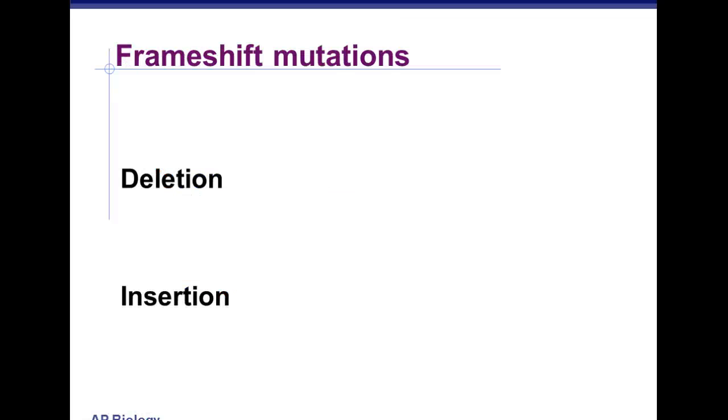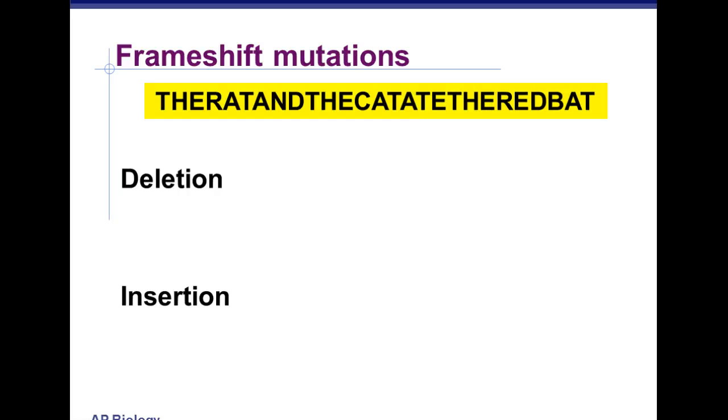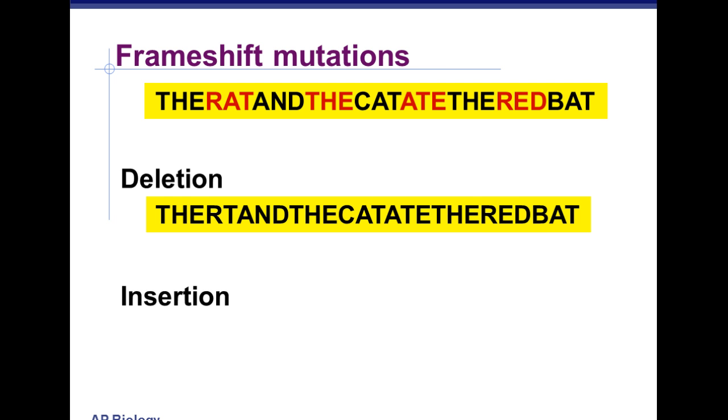Let's see how frameshift mutations work using the English language as an example. So, you see now the gene sequencing up here, the original gene sequencing. The rat and the cat ate the red bat. Now, let's look at an example of a deletion. So, if we deleted now a character, we can see now an A that's been deleted here.